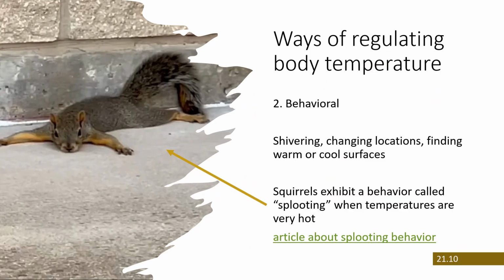Animals may also use behavior to regulate their body temperature. So if it's hot, you might get in the shade to cool off. Or if it's cold, you might start to shiver or put on a coat. Squirrels and a lot of other mammals have an interesting behavior they do when it's hot called splooting. They sprawl themselves on a cool surface to help dispel heat from their bodies.